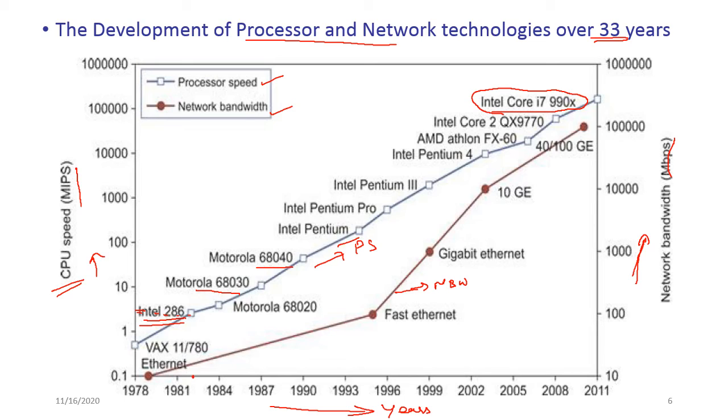Likewise, on the network side, the first Ethernet was in the year 1979, then Fast Ethernet, then Gigabit Ethernet. Gigabit Ethernet means gigabits per second in an Ethernet network, and 10 GE means 10 gigabits per second in an Ethernet network, and then 40 to 100 gigabit speeds. Nowadays we have very high speed networks.